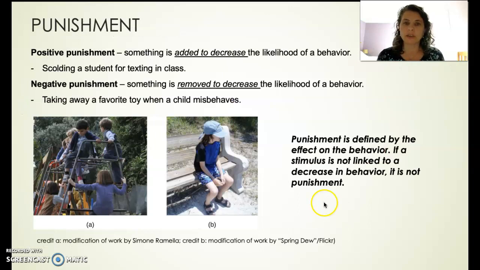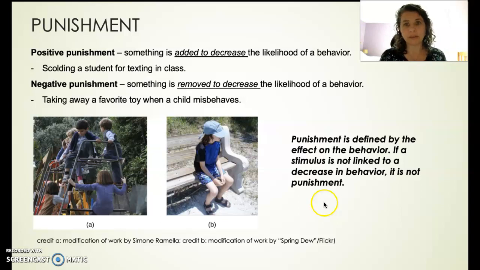Punishment is something that you do to try to decrease the behavior. Okay, so positive punishment is when you add something to decrease the likelihood of behavior, usually an aversive stimulus. For example, scolding a student for texting in class. Okay, you want the person not to text in class. If you scold them, the idea is they'd be embarrassed, they would want to avoid that happening again, so they wouldn't text in class. Again, that could depend on the situation. That could also depend on the individual.